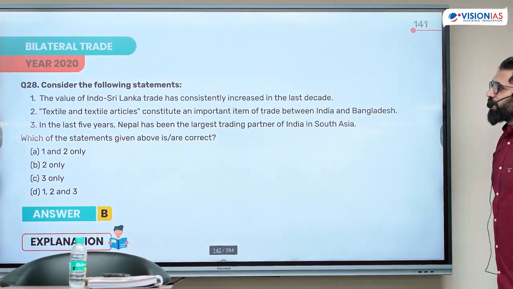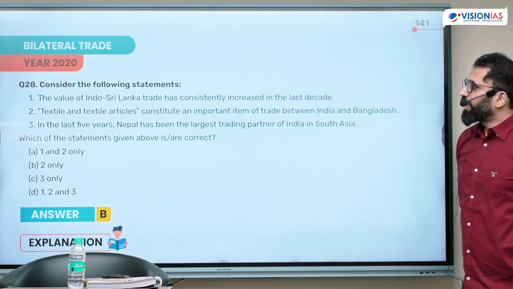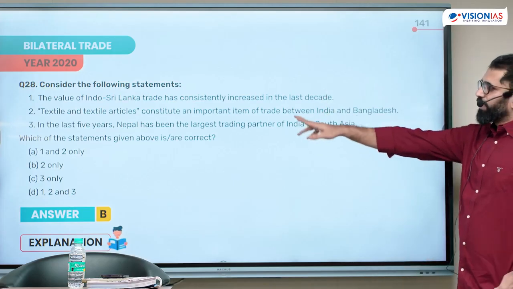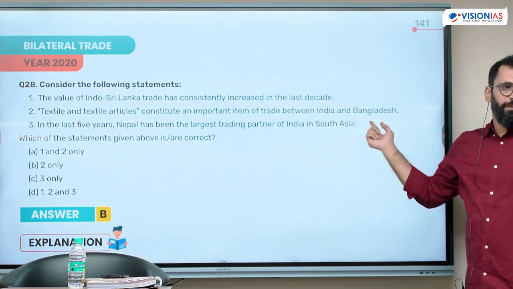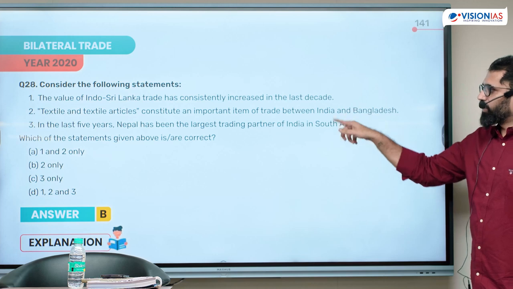The value of India-Sri Lanka trade has consistently increased. So trade is an important thing which has been covered. Now this is a slightly difficult question, a statement. Textile articles constitute an important item of trade between India and Bangladesh. Bangladesh is one of the largest leaders. This is an important item.